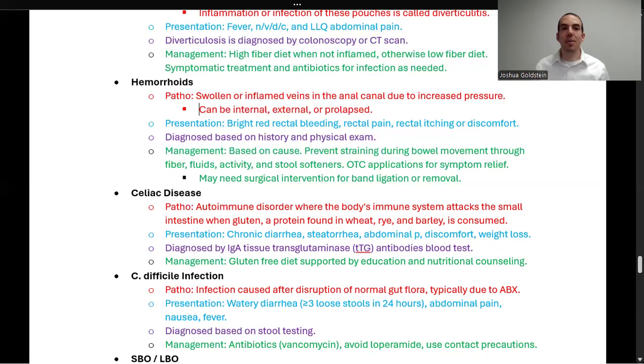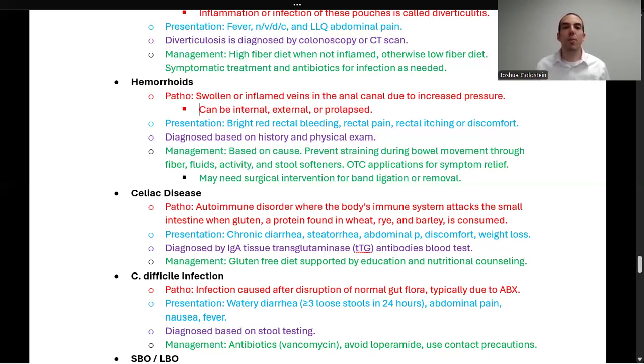We're getting to the end here, so stay with me. We have hemorrhoids. The pathophysiology here is that it is swollen or inflamed veins in the anal canal, and this is due to increased pressure. What causes increased pressure? Increased straining, sitting for a long time, things like that. The presentation, these can be internal, external, prolapsed. We're not going to get any deeper into it than that.